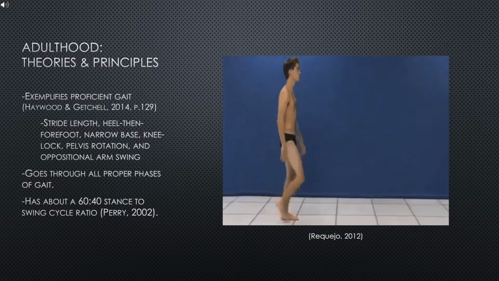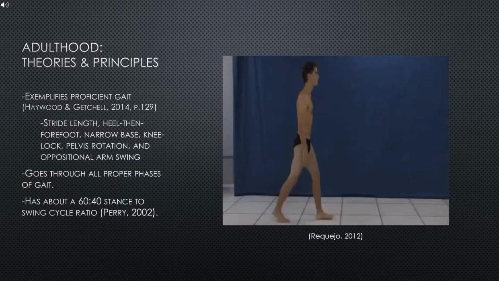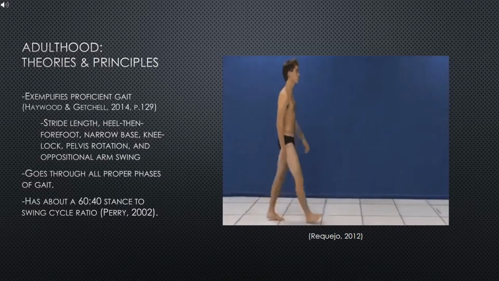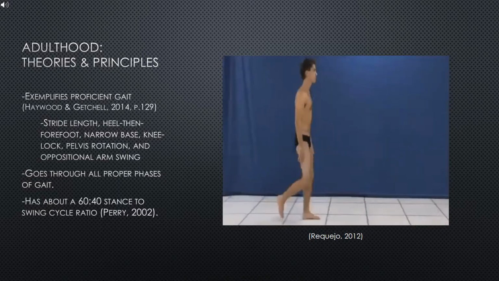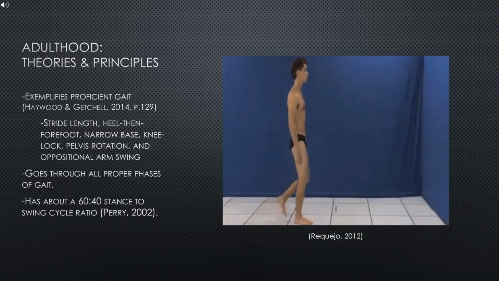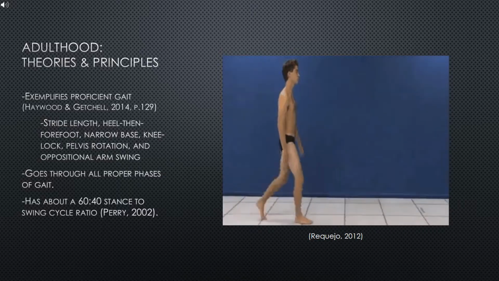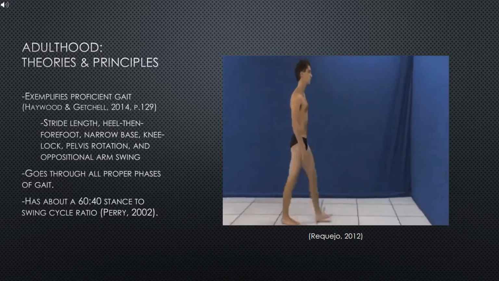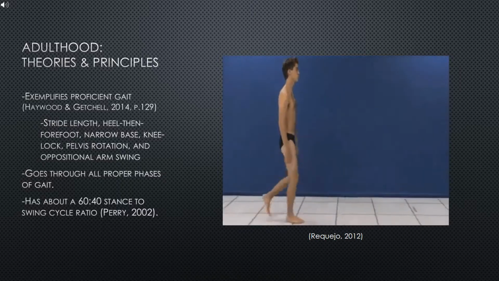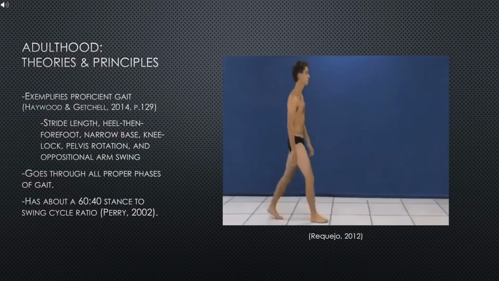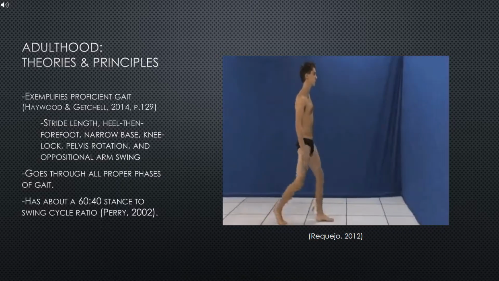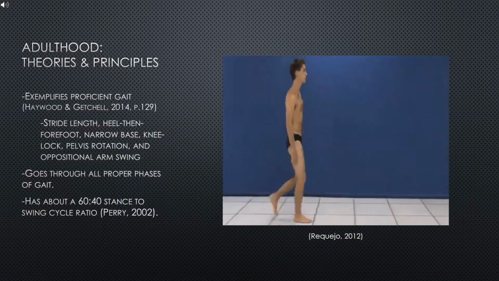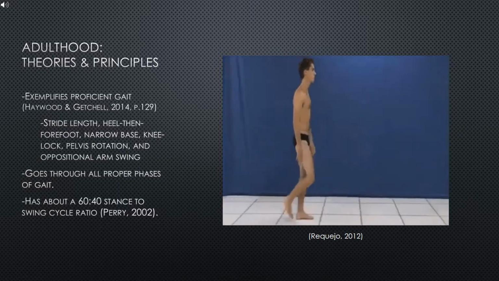This next individual that we'll be talking about is an individual in adulthood. Some theories and principles in his gait are that he exemplifies proficient gait according to our textbook, found on page 129. He has equivalent stride lengths that are equal on both feet, and it's also a good distance. He's really good at having heel and then forefoot in the initial contact and loading responses for gait. He has a narrow base because he has good balance. His knees lock for stability. He has pelvic rotation, and he has oppositional arm swing. These all exemplify proficient gait, and it's very evident in his walk.